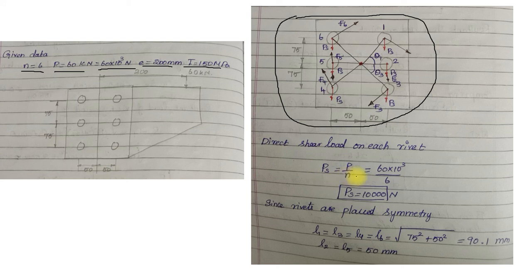PS is equal to P by N, which is nothing but 60 into 10 to the power 3 divided by 6, which is nothing but the direct shear load of 10,000 Newton. Okay, after that, what I need to find out is the length.